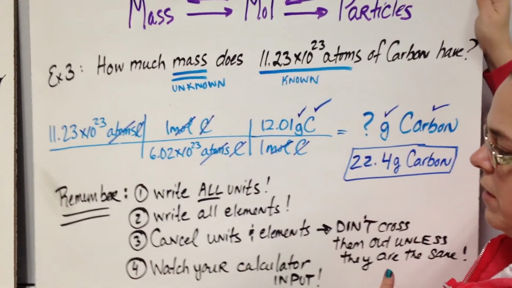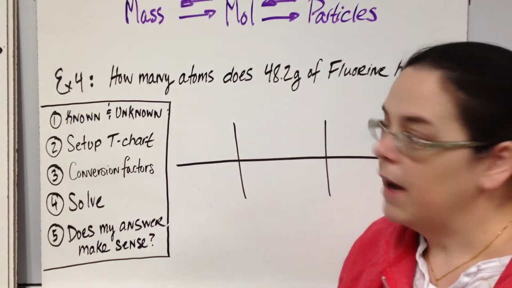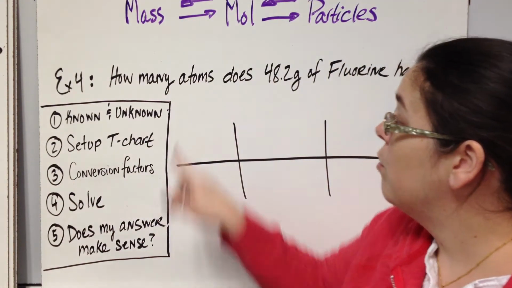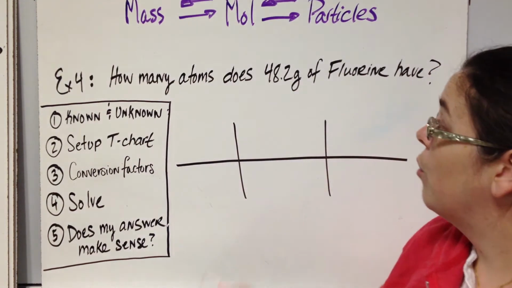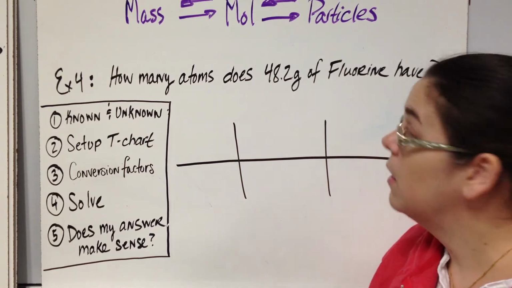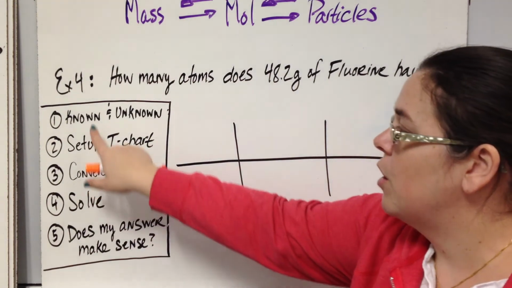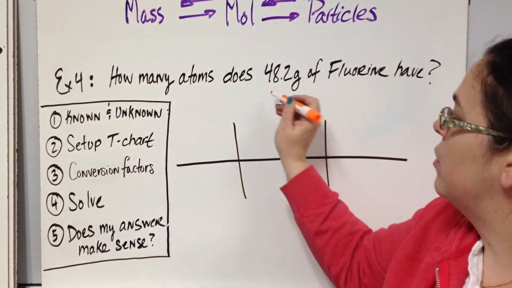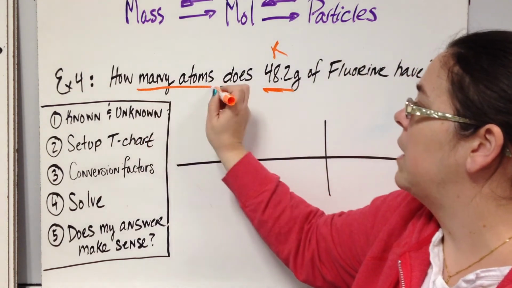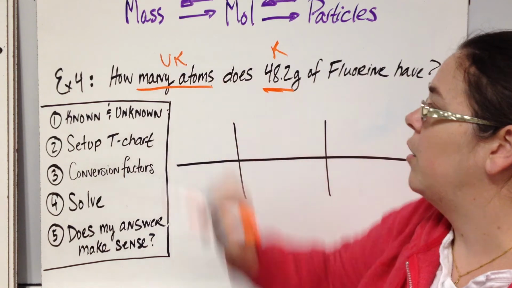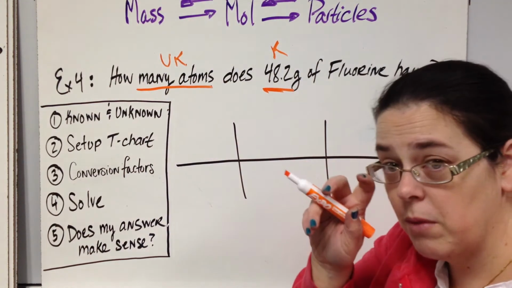Okay, so let's work out one together that has a little bit more blank space. Our problem: how many atoms does 48.2 grams of fluorine have? So we're starting at mass and going to atoms. First identify the known and the unknown. Right here we have the known, and how many atoms is our unknown. Go ahead and write those letters over them to help you.